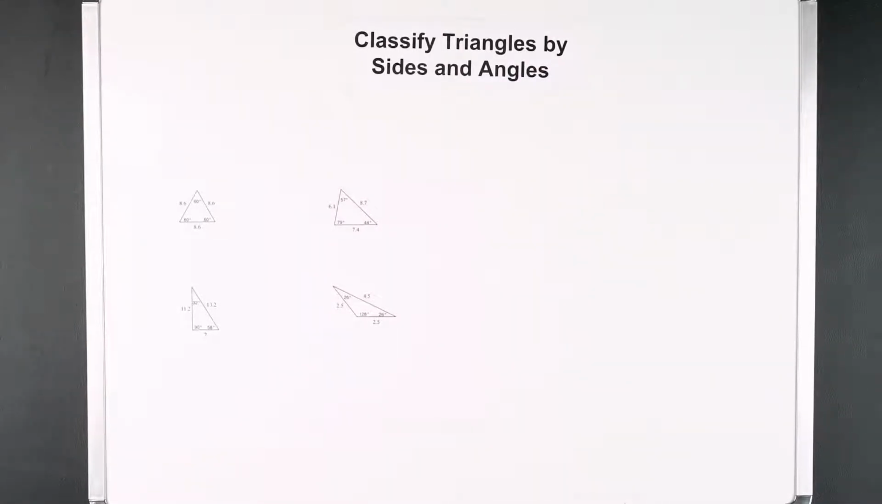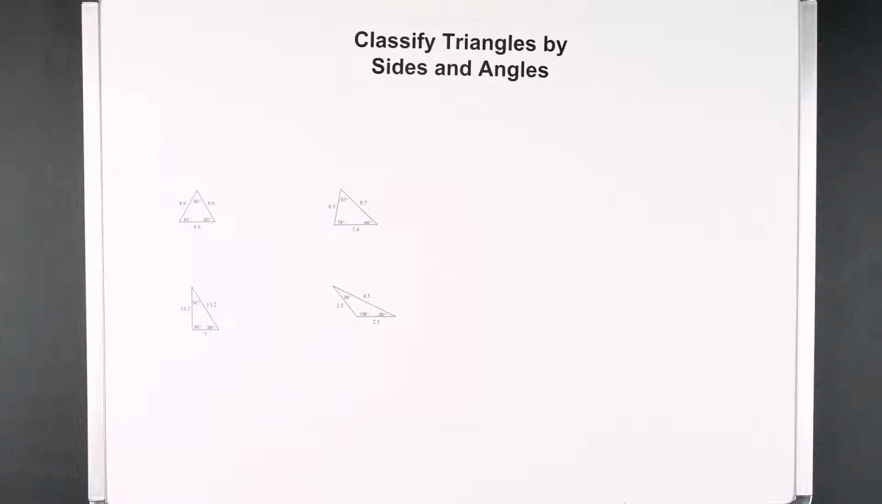Today we'll talk about how to classify triangles by their sides and by their angles. So let's first begin by defining what the word classify means. To classify means to put things in a particular group or category. Specifically, to put things in a particular group or category that have the same characteristics or qualities.